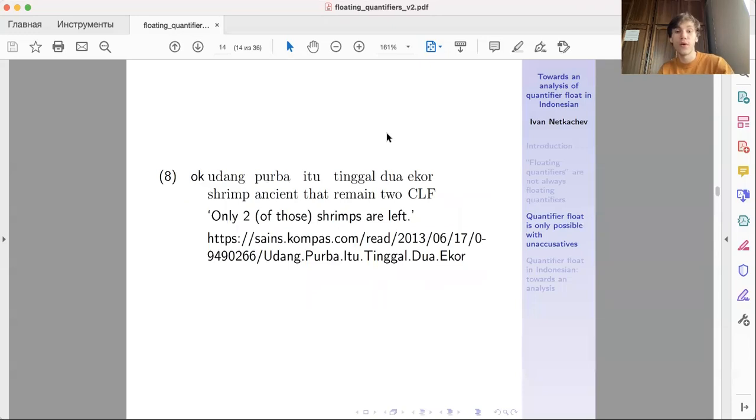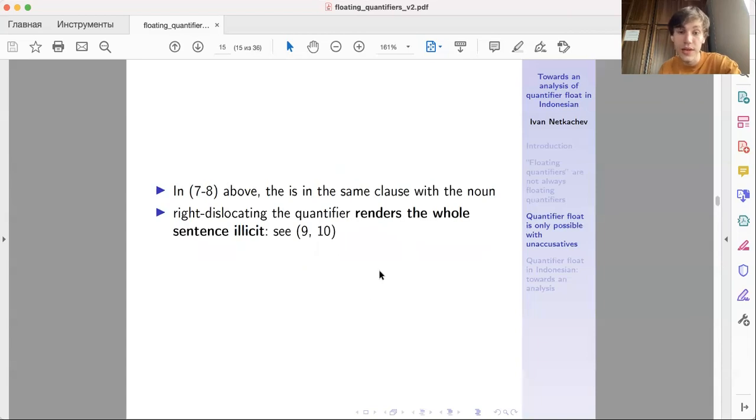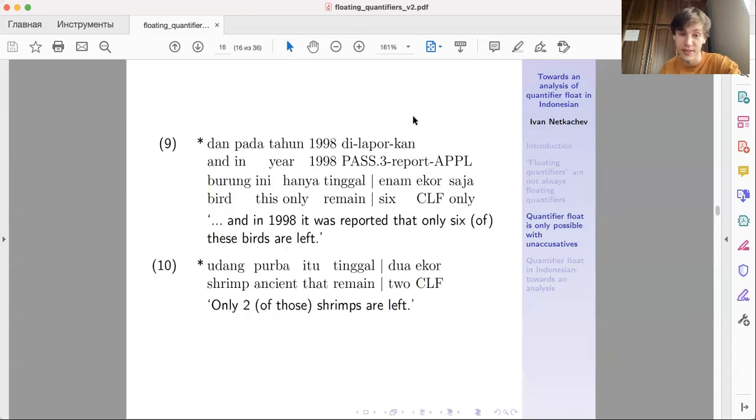Interestingly, if one tries to right dislocate the quantifier in this kind of sentence, one will get an illicit sentence. So if one tries to make a pause before the numerative complex in either of those two examples, they become ungrammatical, in contrast to the examples just discussed, from a paper by Peter Jenks.